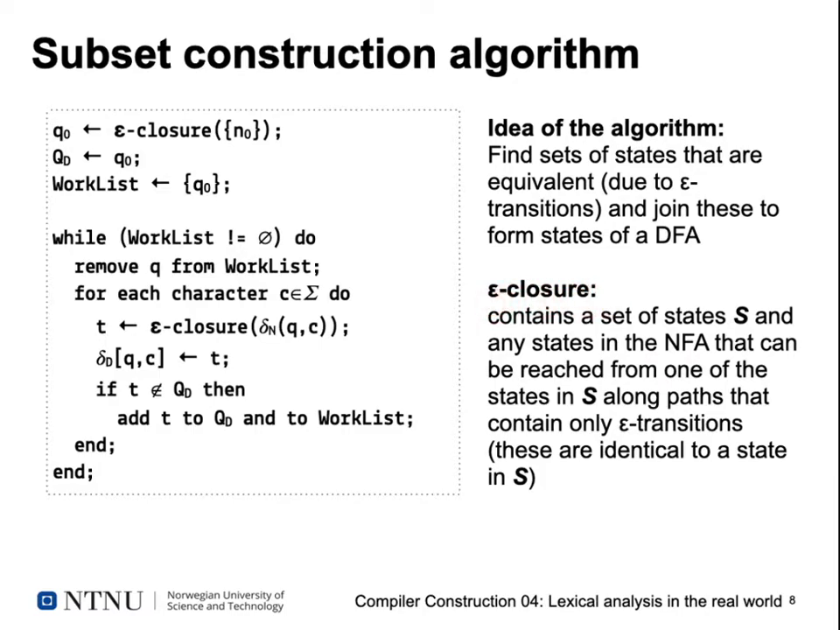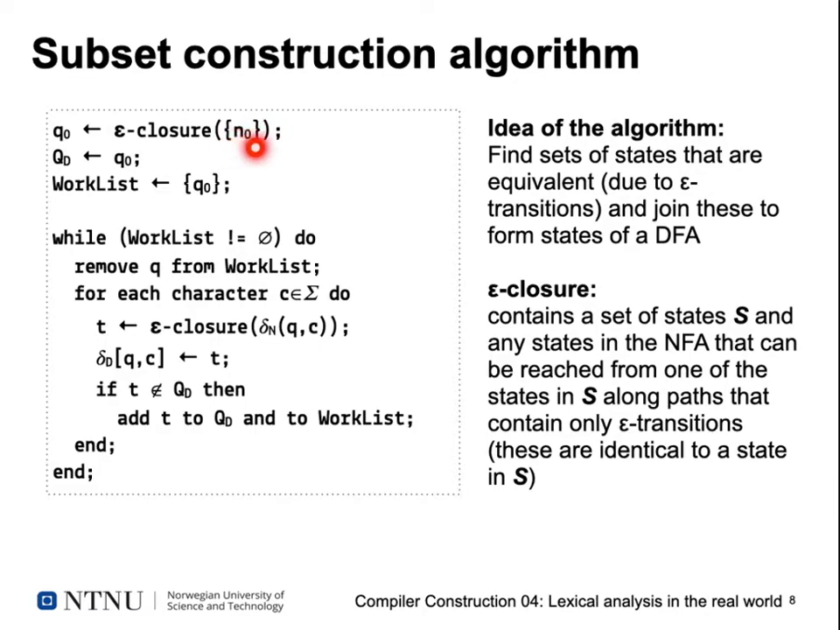So an epsilon closure means that you look at a set of states S, and then for this set of states, you look in your graph which of these states in the NFA can be reached from any of the states in S along paths that contain only epsilon transitions. So which of the states can be reached in your NFA from any of the states in S without reading a single character, so just reading an epsilon. And these are identical to a state in S because we can easily just go from one to the other. And this algorithm looks like this.